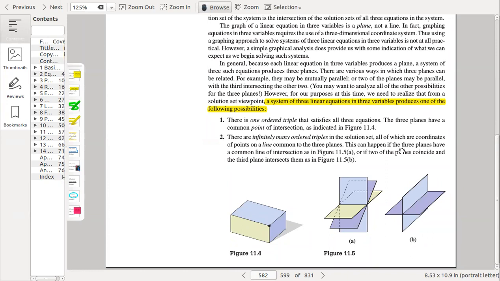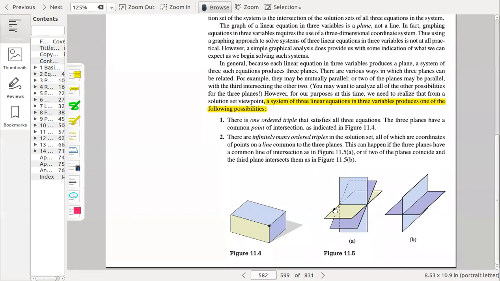This can happen if the three planes have a common line of intersection, as in figure 11.5a, or if two of the planes coincide and the third plane intersects them, as in figure 11.5b. So here you are seeing only two planes in figure B, because these two planes coincide with each other. It means they are above each other. So here you are watching only two planes because one plane is coinciding with the other.